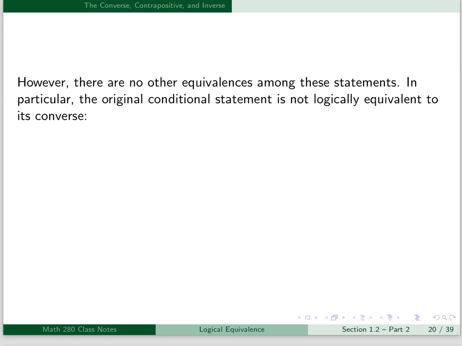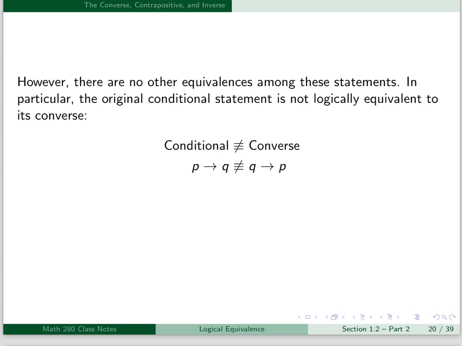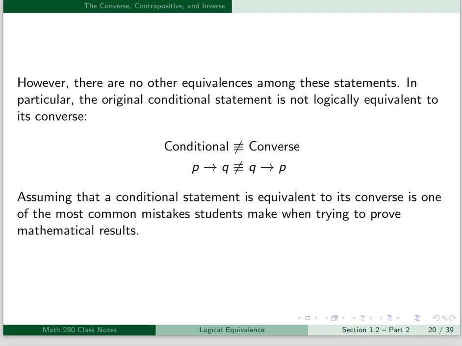In particular, the original conditional statement is not logically equivalent to its converse. So P implies Q is not logically equivalent to Q implies P. Assuming that a conditional statement is equivalent to its converse is one of the most common mistakes students make when trying to prove mathematical results.